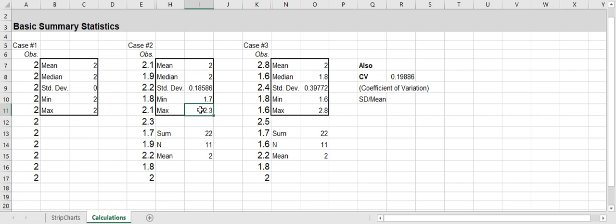Now, you can do this by hand, and so I did this, I took the sum down here, which is just add them all up.